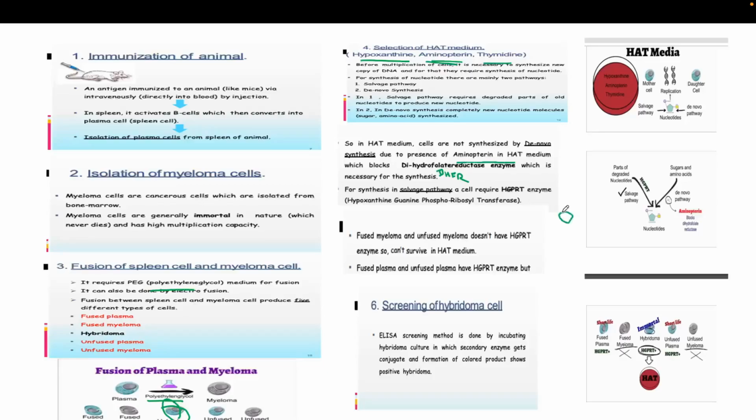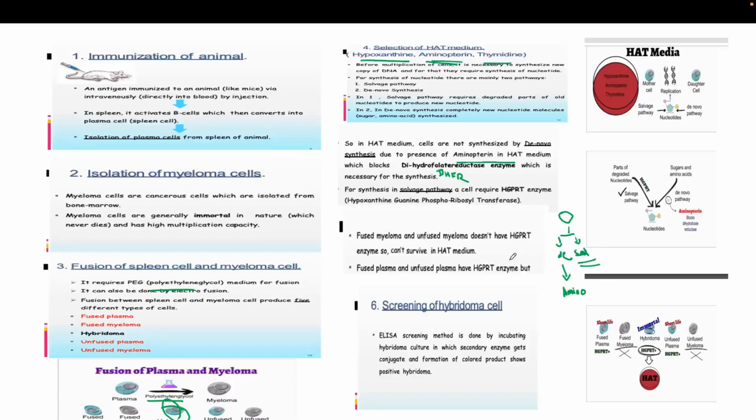So cells have two pathways: first the de novo and second the salvage. The de novo pathway is blocked because of the presence of aminopterin, so there is only one pathway left, that is the salvage pathway. For synthesis in the salvage pathway, the cell requires the HGPRT enzyme.